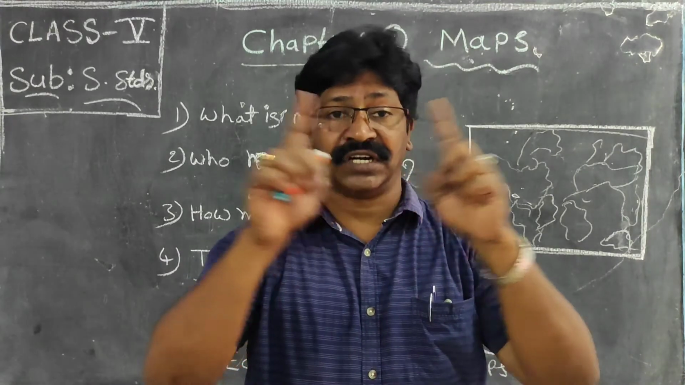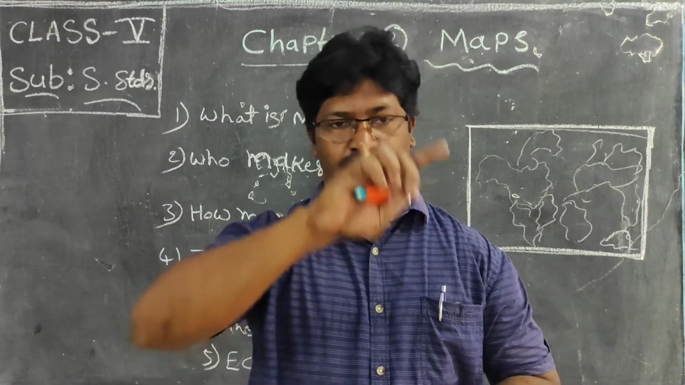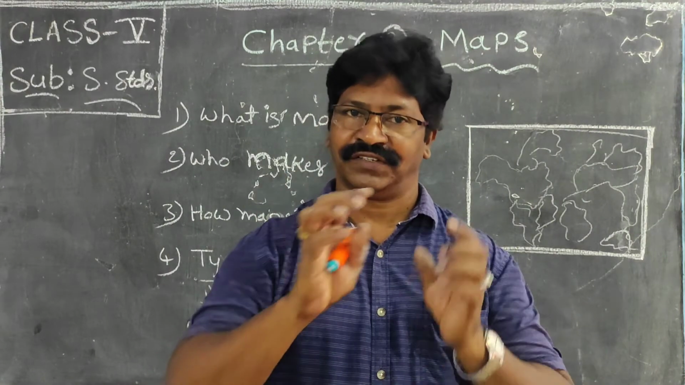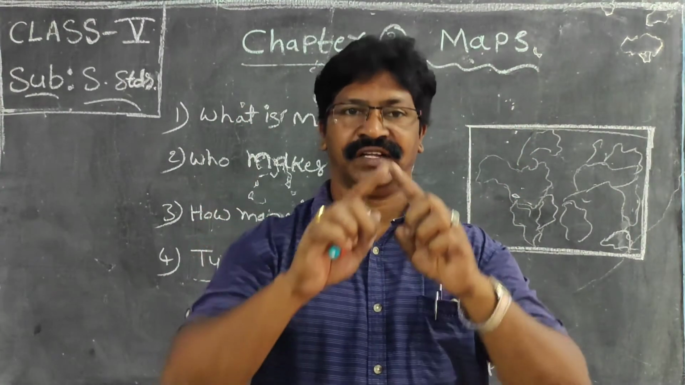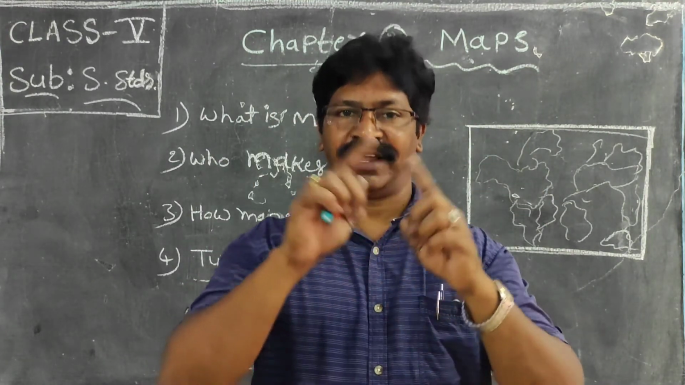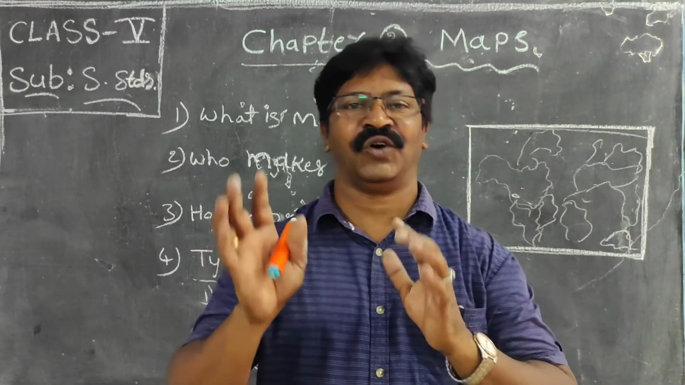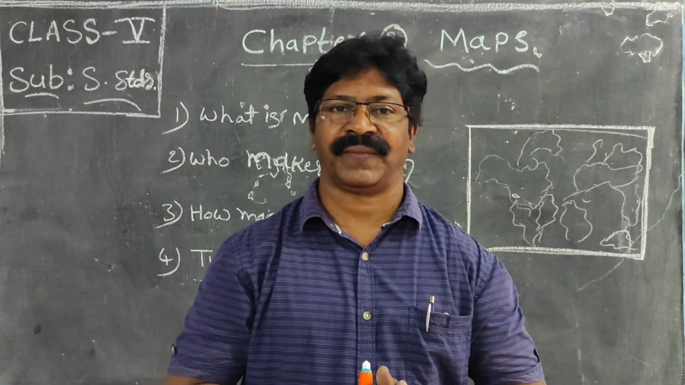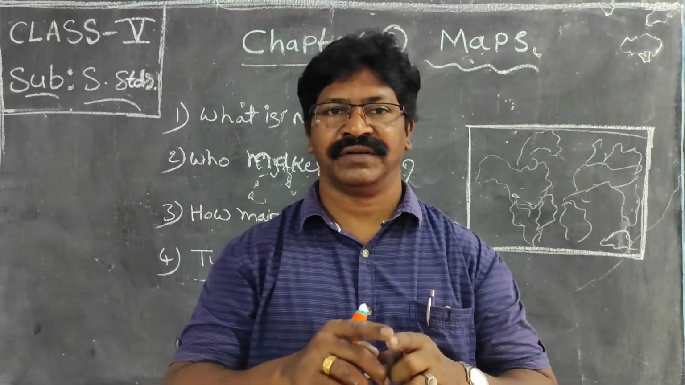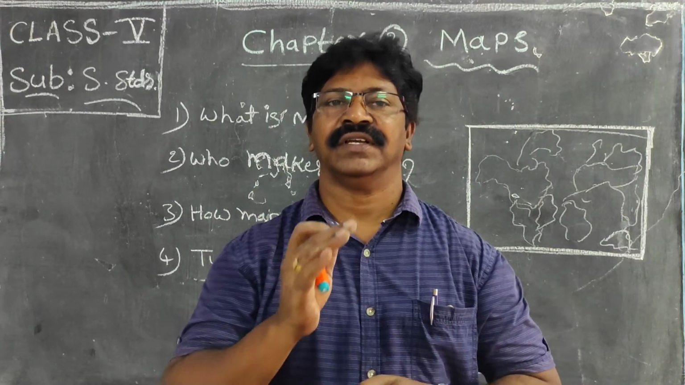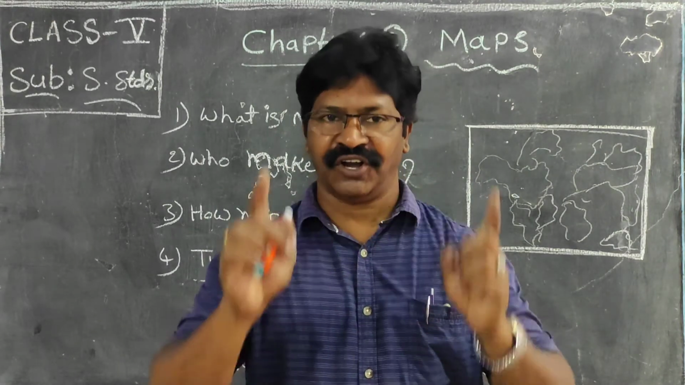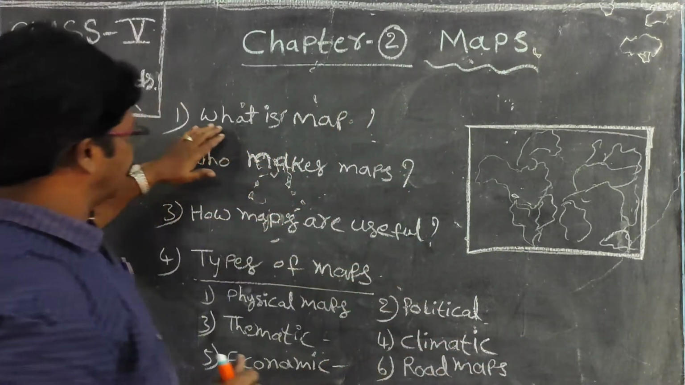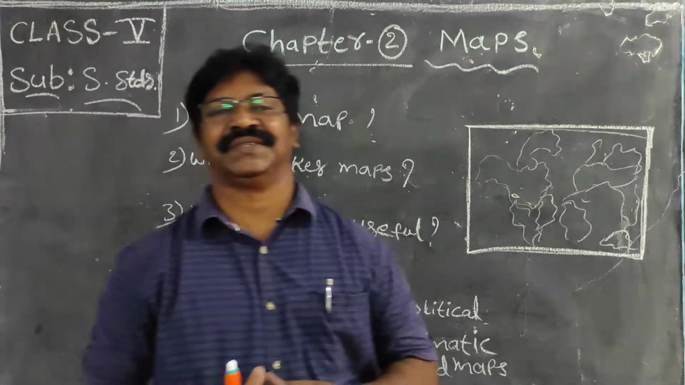So that map will show the total world. It is a drawing of the total world, or a drawing of a continent, a country, or a capital city, one city or town, whatever it may be. So that is called a map. The flat paper will give us some details in the form of a drawing. Now, the next thing is, who makes maps?